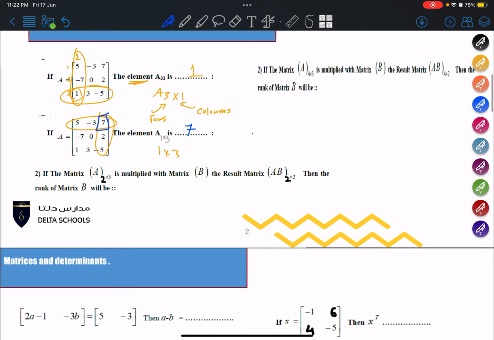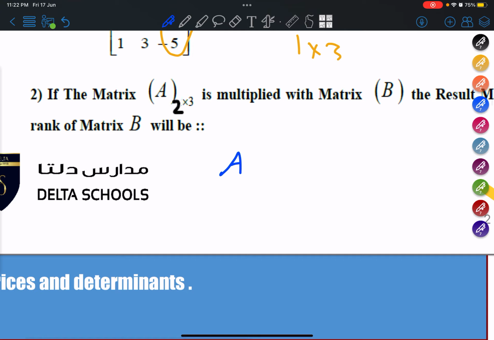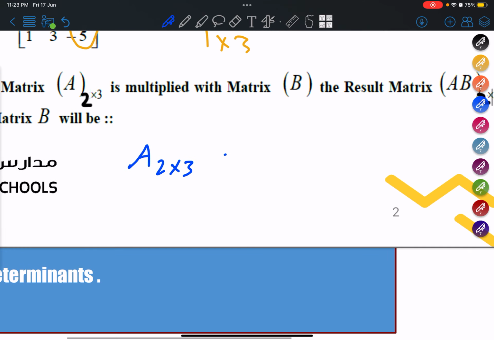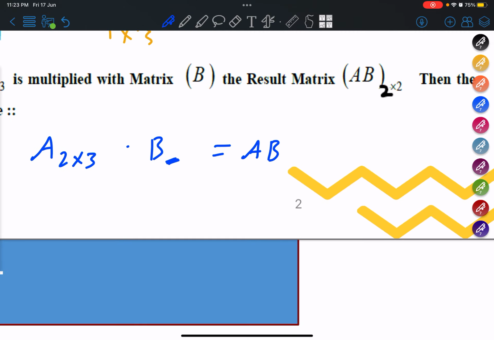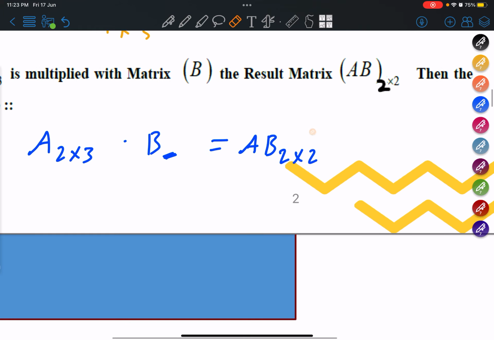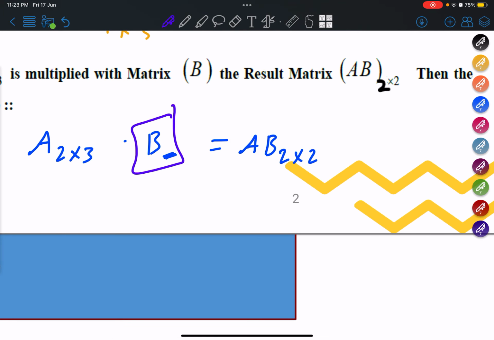Okay, now we can go to the second question, which is he gives you matrix A and its order, which is 2 cross 3, and then he tells you that it was multiplied with matrix B but without its order, and it will equal AB, the new matrix, with its order, which is 2 cross 2. Now the question is, what is the order of B here?